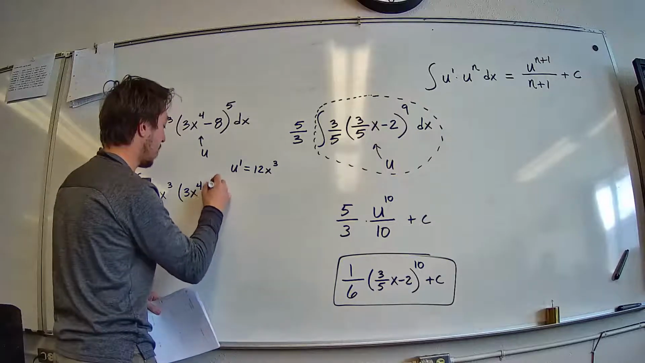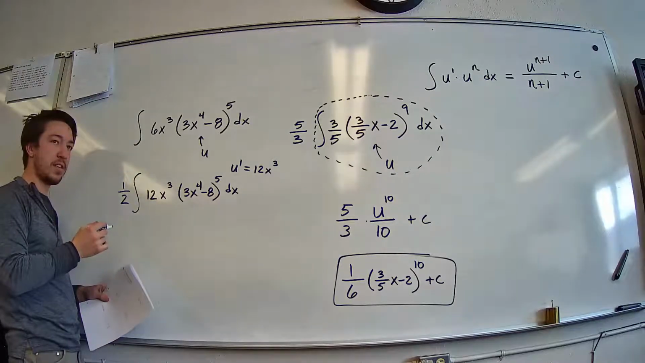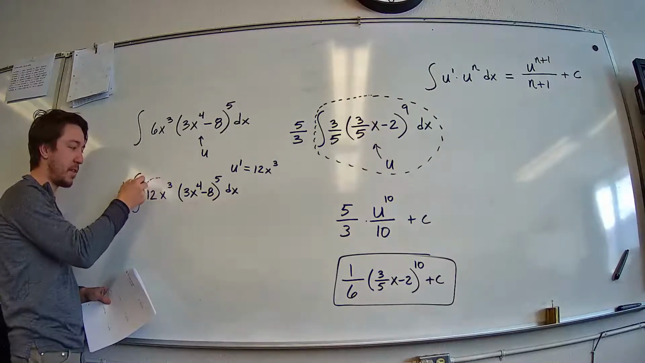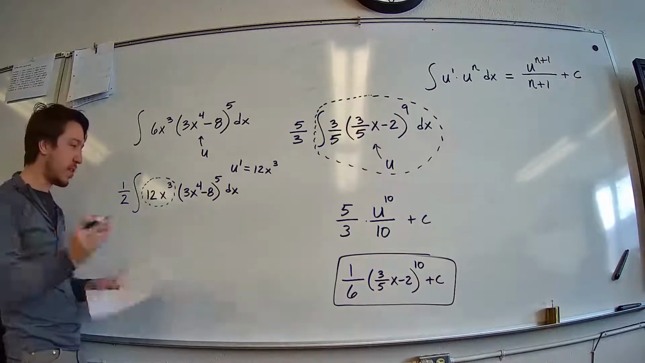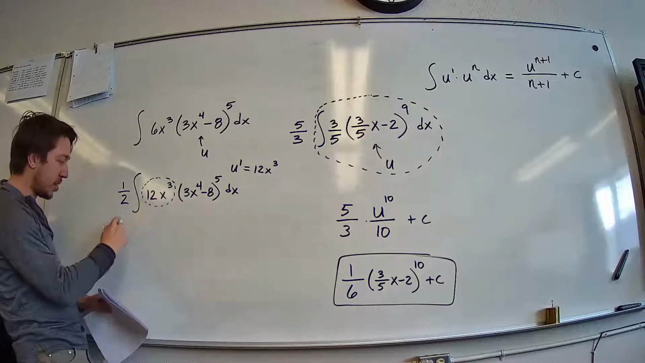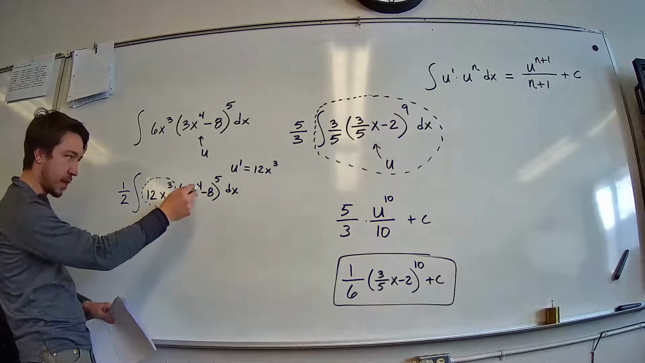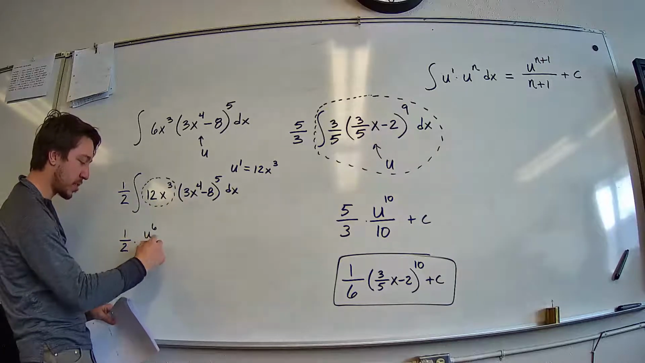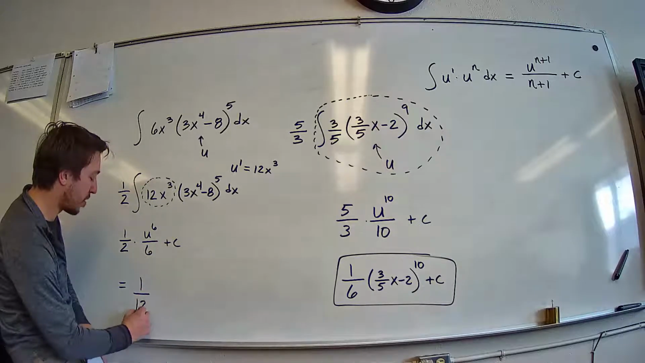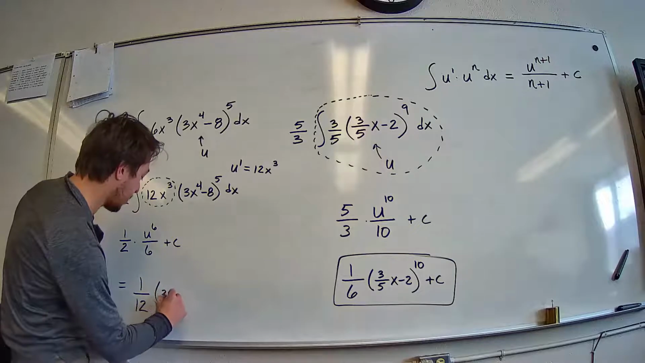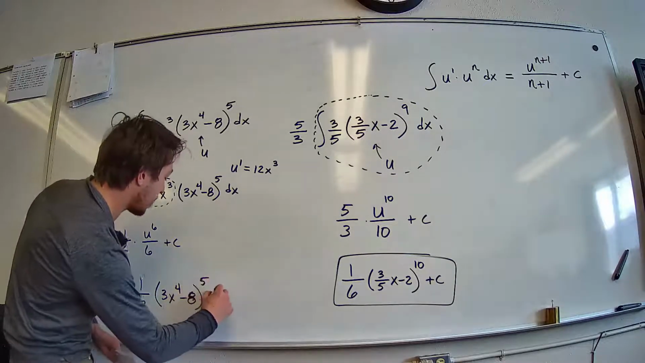Okay, prepare yourself. You ready? Don't get confused. What is his purpose in life? Disappear. His purpose in life is to now go poof. Bye-bye. So now the answer is going to be: this 1/2 is chilling out here, and this inside is going to become u to the 6th divided by 6. And so my answer is 1/12 times 3x to the 4th minus 8 to the 5th.